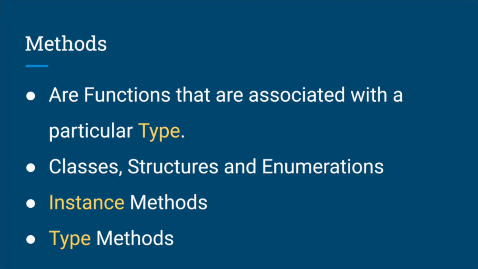So we have two types of methods. One is the instance method and another one is a type method. Structures and enumerations in Swift can define methods. This is different from C and Objective-C, where only classes can define methods.